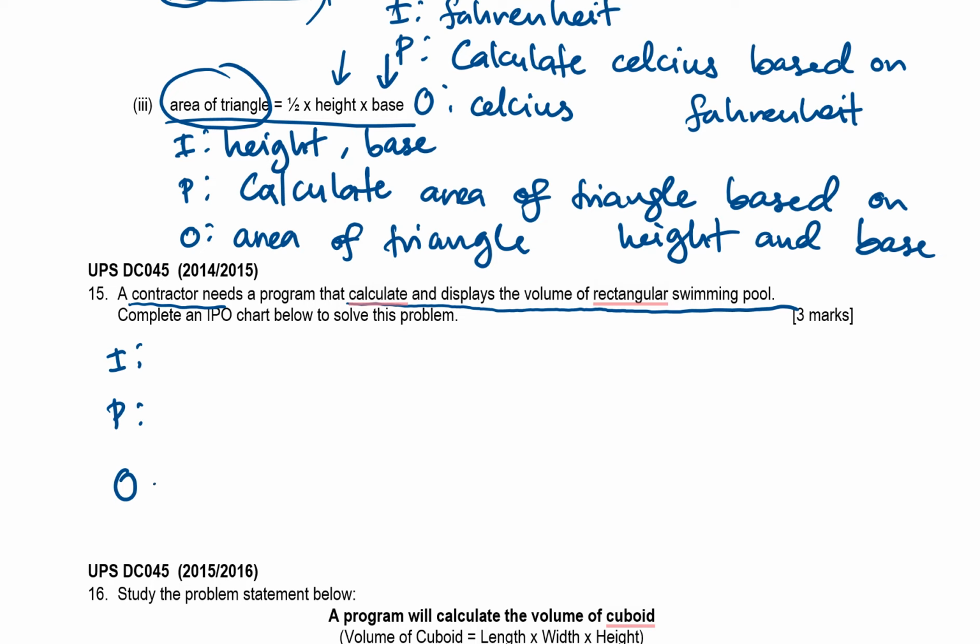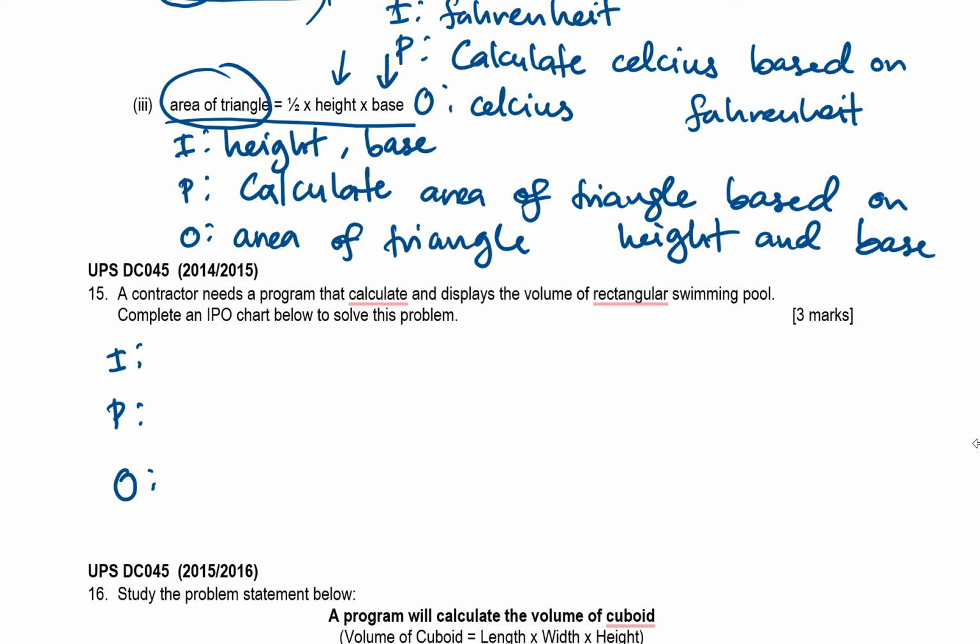Okay, first of all, what is the control structure for this question? Of course, this one is a sequence control structure. Is it selection control structure? No, because in this problem statement, we don't see any condition. And is it repetition? No, because the question did not mention how many times you need to repeat.